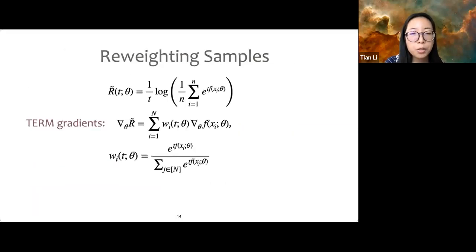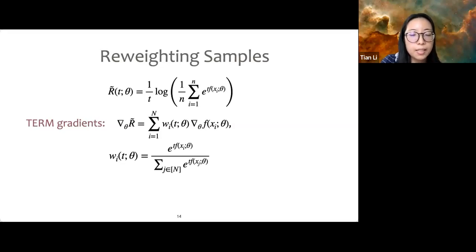So how do we interpret this objective? Another way to view TERM is that we can look at the gradients of this objective. If we directly compute the gradients over this tilted objective, we see that the overall gradient is a weighted average of the individual gradients with respect to the model parameter theta. Here is some abuse of notation: before, W meant the model parameters, but here theta is the model parameters.